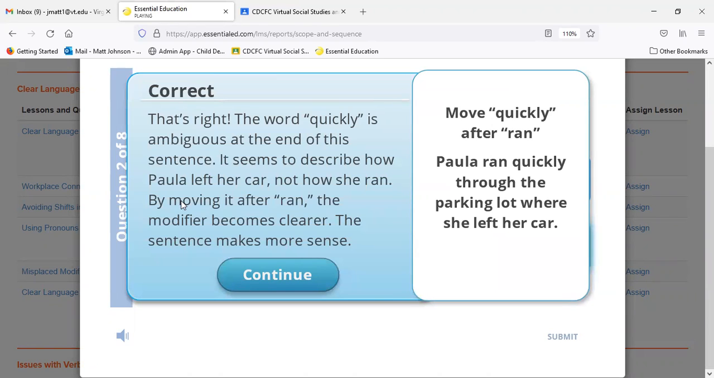What was the first question? The first one was Javier finished the book having spent 3 hours reading it. That's the revision we need to make. And then here we move quickly after ran. So that makes more sense.